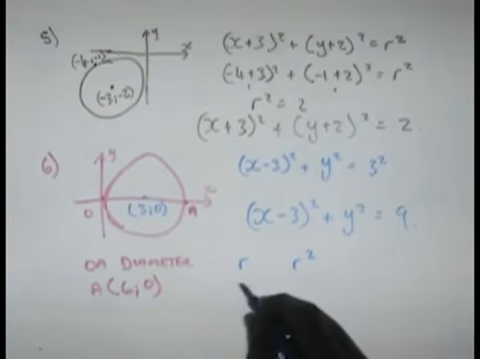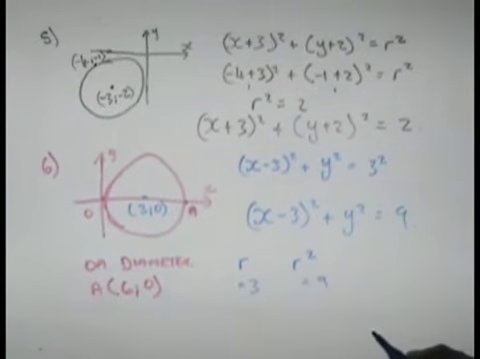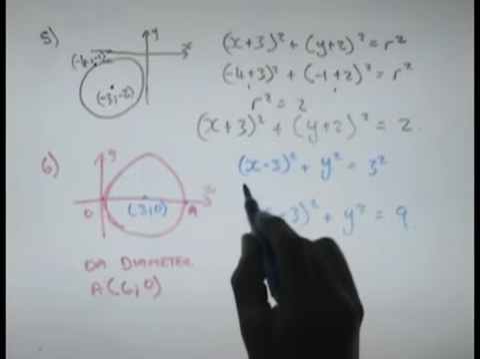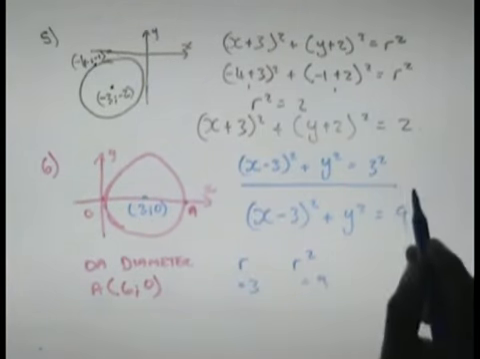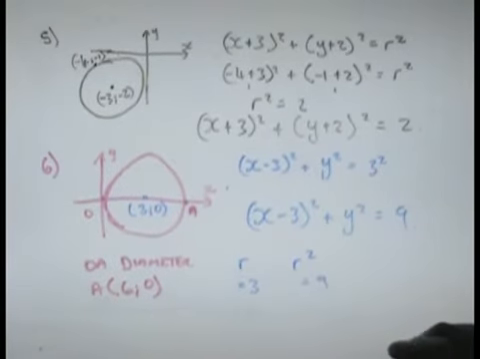In this case, r is equal to 3. That means that r squared is equal to 9. And the standard equation of our circle is always in terms of r squared. Be careful of that. Now let us look at moving in the opposite direction.